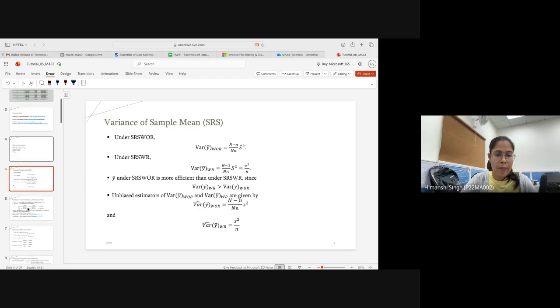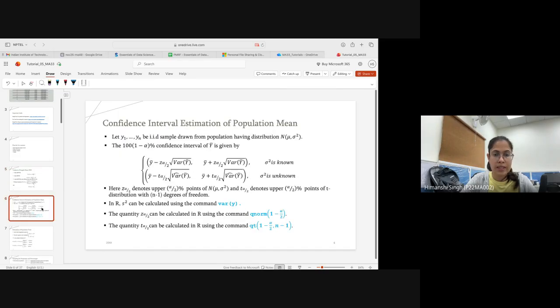So now we will be discussing the confidence interval. So basically, we have collected a sample. Okay, just wait a minute. Just give me 1 minute. Okay.